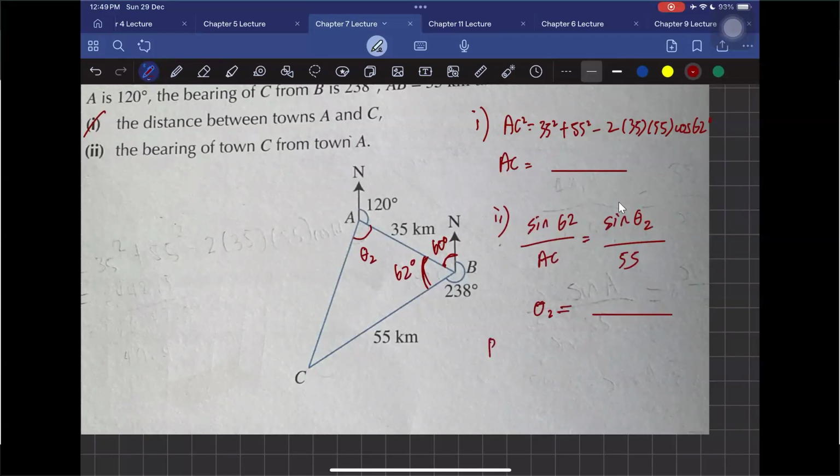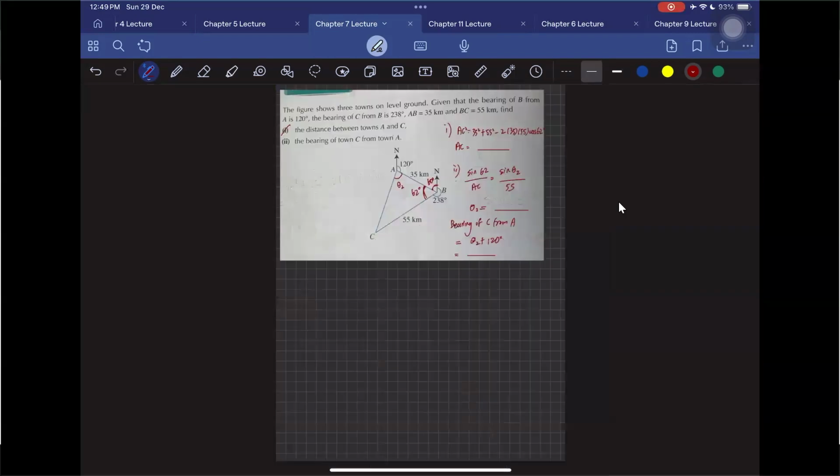And your final answer, bearing of C from A, equals theta 2 plus 120 degrees. And then you'll get your answer. Okay? So I hope you understand so far.